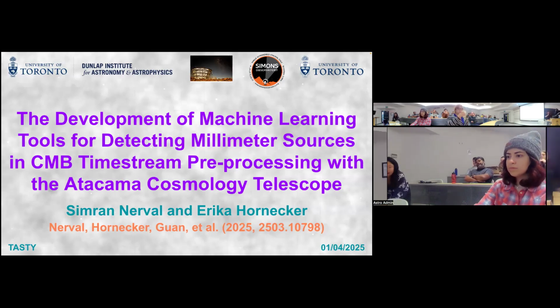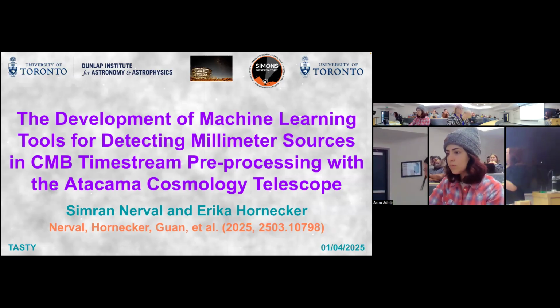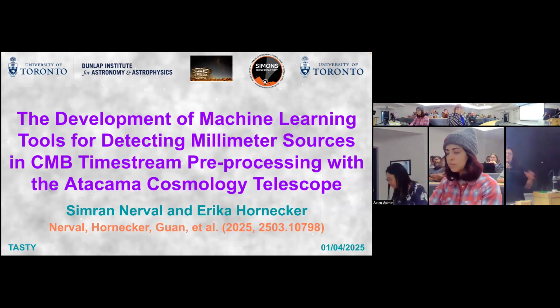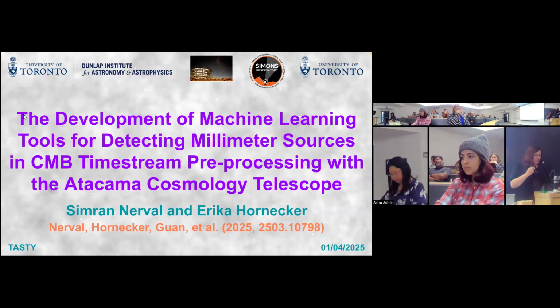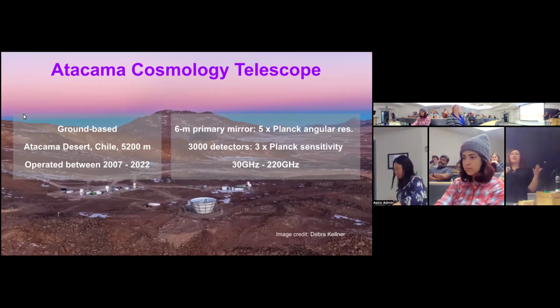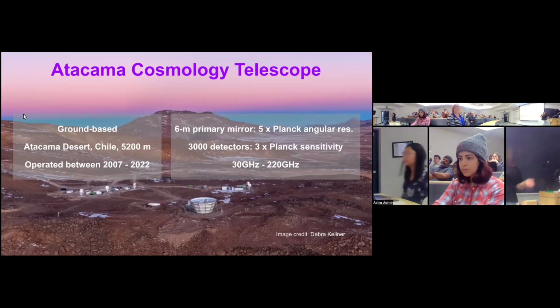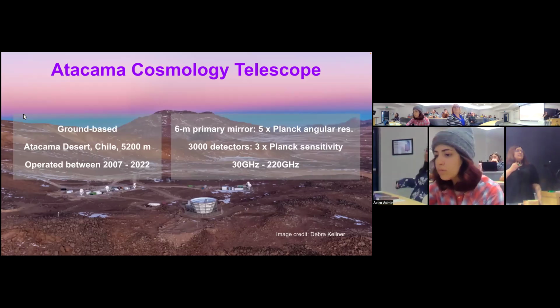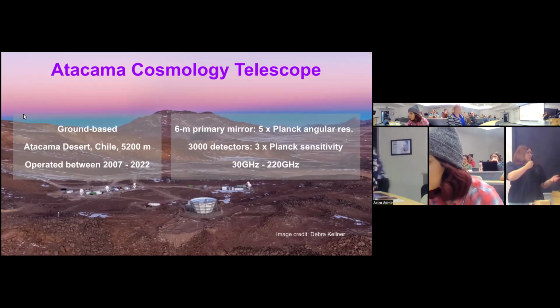Great, thank you. So yeah, we're going to first give an overview and a little bit of our new data release, and then we'll get into the methods and paper. Okay, so the Atacama Cosmology Telescope was a ground-based CMB telescope in the Atacama Desert of Chile. It operated from about 2007 until it was decommissioned in 2022.